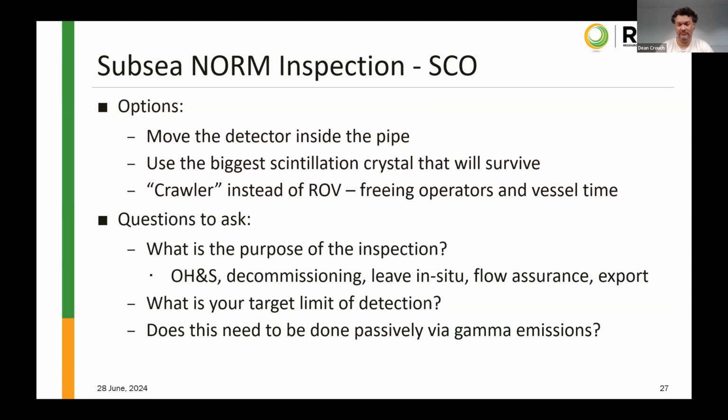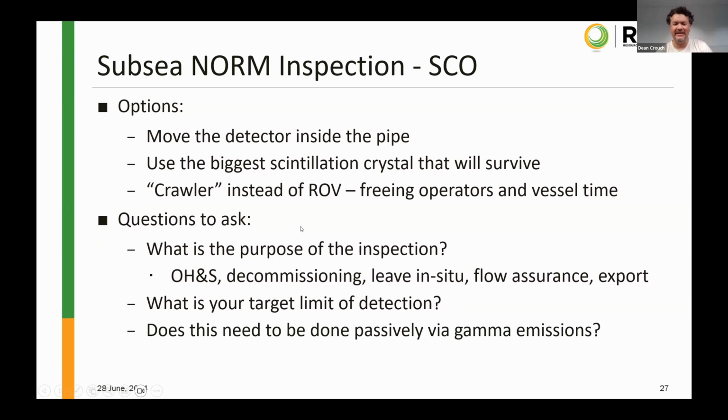Or do you want to export it for disposal somewhere else? In which case you need to be able to fill out all the Class 7 declaration paperwork. And that should hopefully drive what your limit of detection is. There's no point getting down to ridiculously low numbers if that's not what you need. You might just want to do a quick pass, make sure it's safe for workers, bring it to the top, and once it's on the vessel or even back on the beach, then you do your highly invasive radio assay.